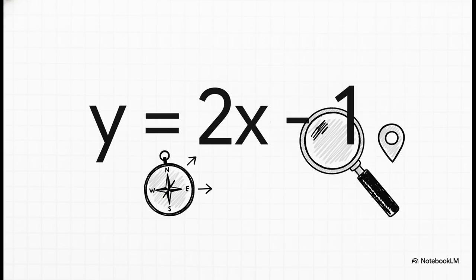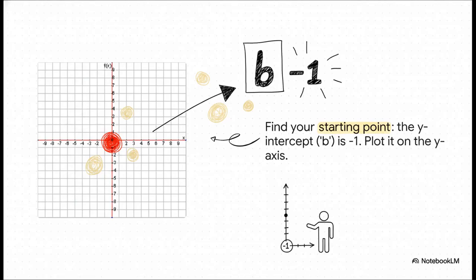Before we even start, can you spot the starting point and the directions? Right, so we always start with b, our beginning point. In this equation, the b is negative 1. That's our y-intercept. So we just go to our graph, find negative 1 on that vertical y-axis, and put a dot right there. First step, done.